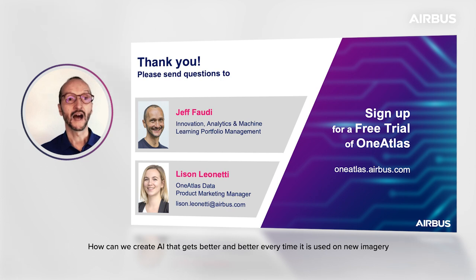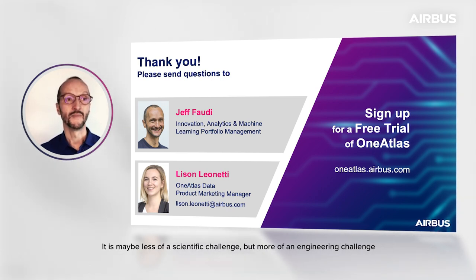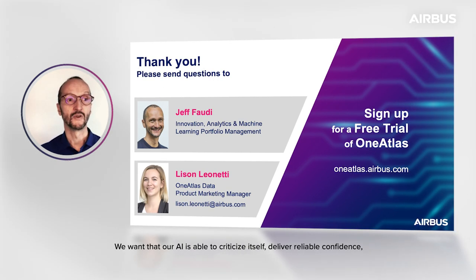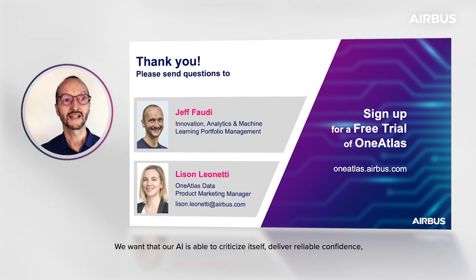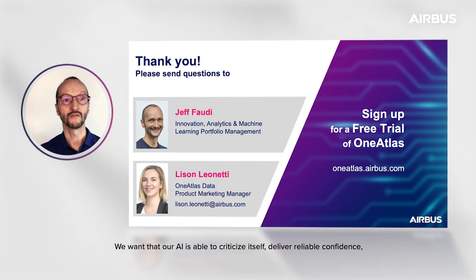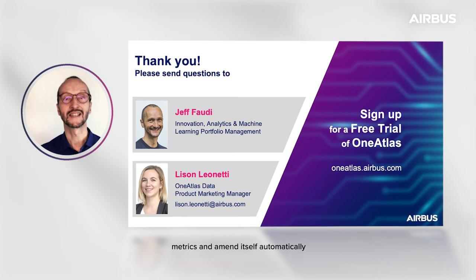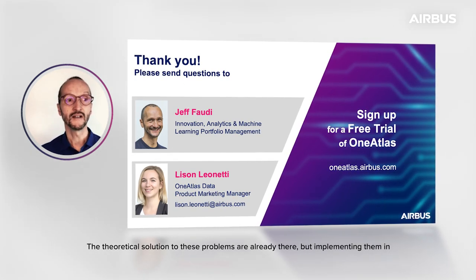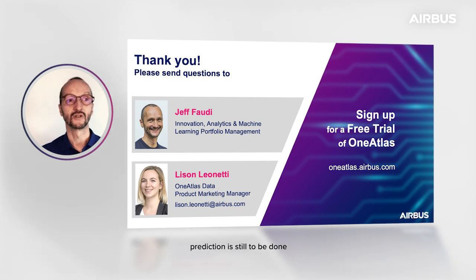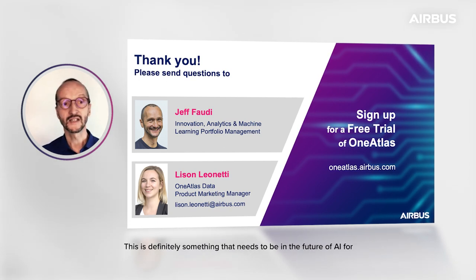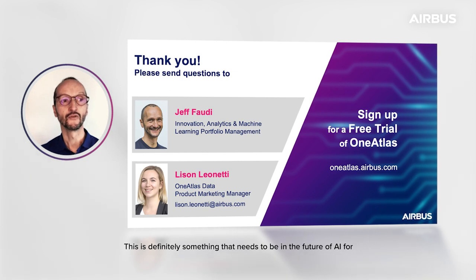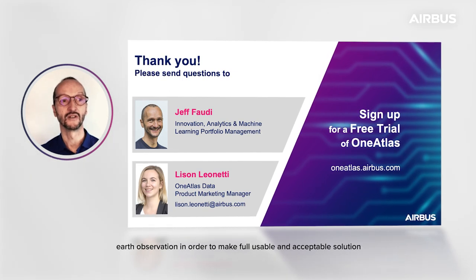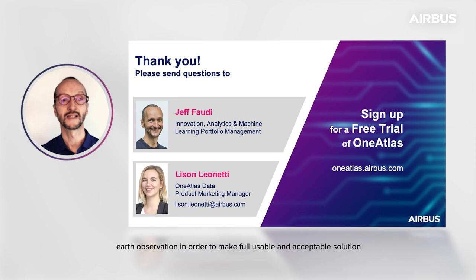How can we create AI that gets better and better every time it is used on new imagery? It is maybe less of a scientific challenge, but more of an engineering challenge. We want our AI to be able to criticize itself, deliver reliable confidence metrics, and amend itself automatically. The theoretical solutions to this problem are already there, but implementing them in production is still to be done. This is definitely something that needs to be in the future of AI for observation in order to make it a fully usable and acceptable solution.